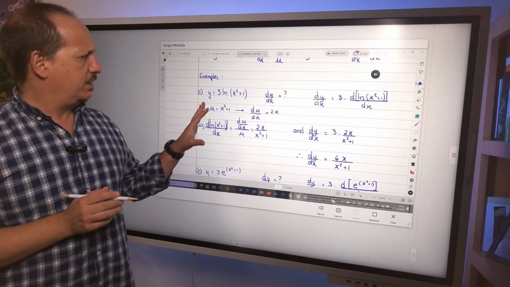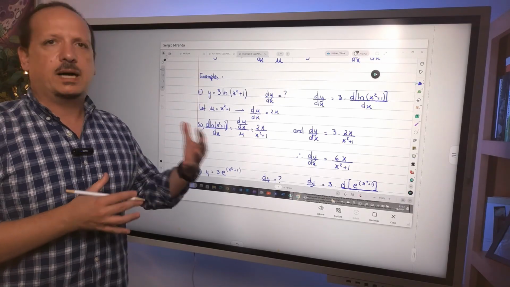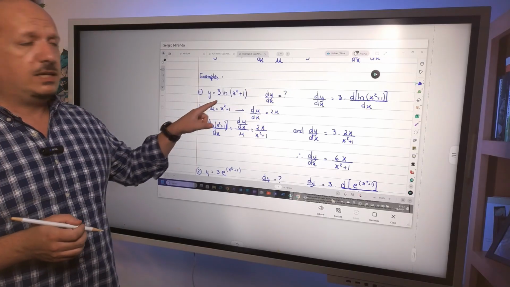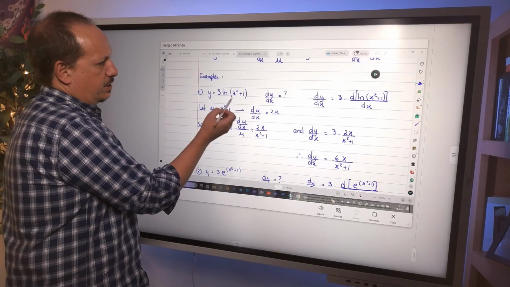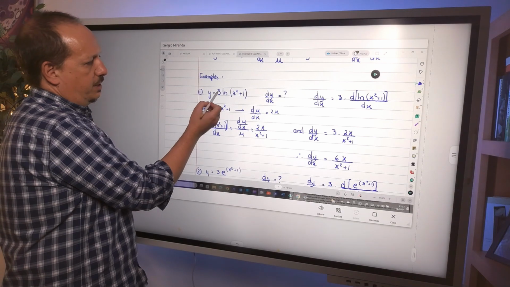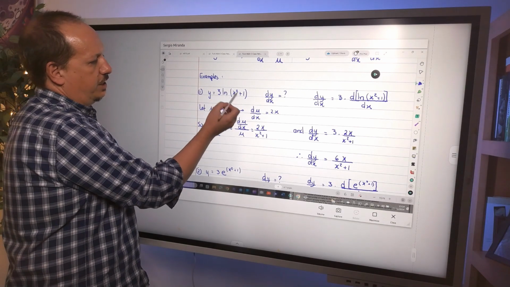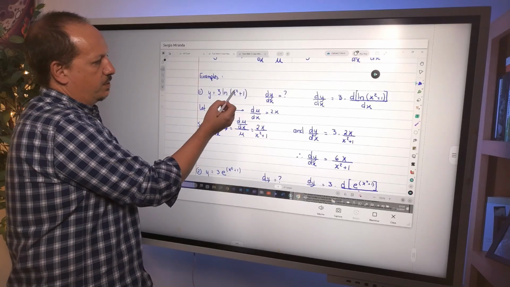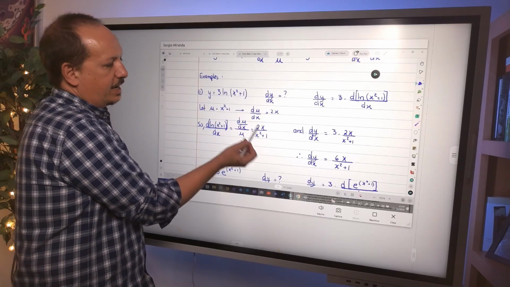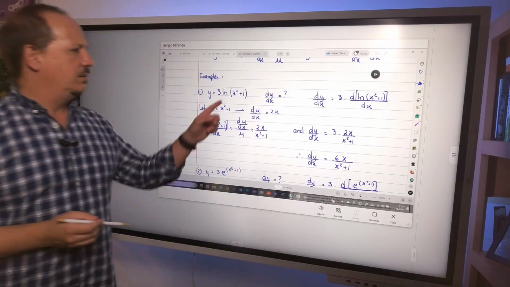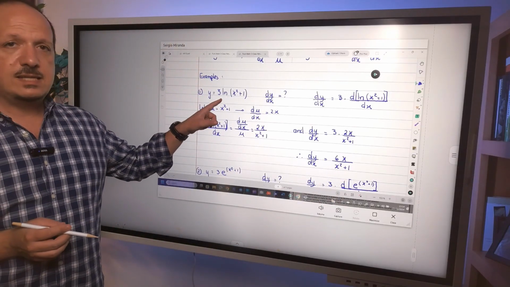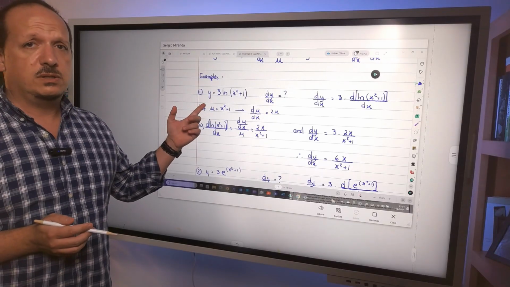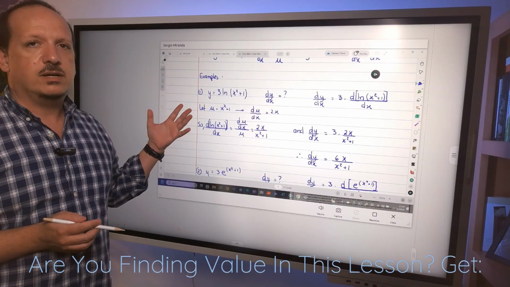But when you are dealing with this as part of a question, this should be as straightforward as looking at the question and thinking, what is the result of differentiating this? It's going to be 3 times this differentiated divided by this. So 3 times 2x divided by x squared plus 1. You will be able to solve this in what, 2 seconds that I took to do it. There's no big mystery about this.